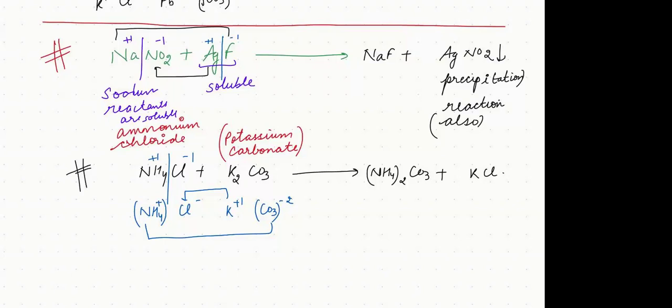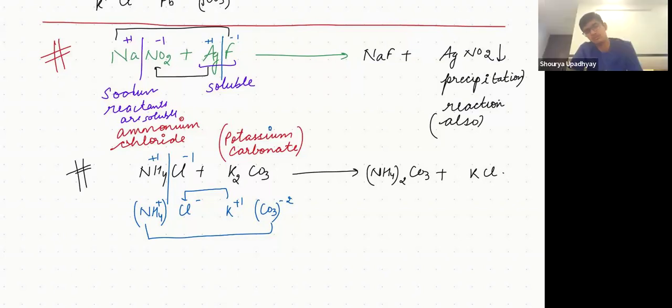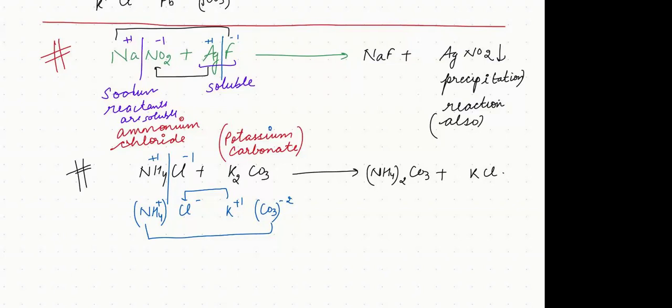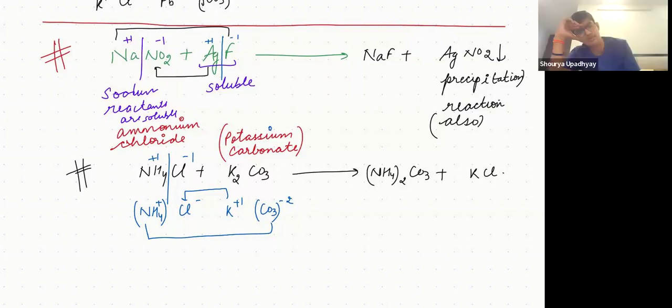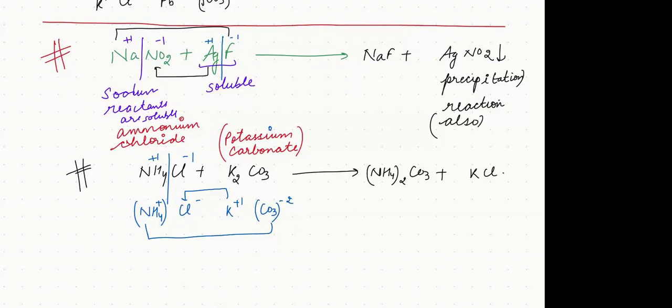Did you understand? So this is ammonium chloride and this is potassium carbonate. Now we know that all the carbonates are insoluble except potassium, right? But ammonium chloride is definitely there. What is ammonium chloride? Solid. So it's a solid and it's a soluble salt because it is an ammonium salt.